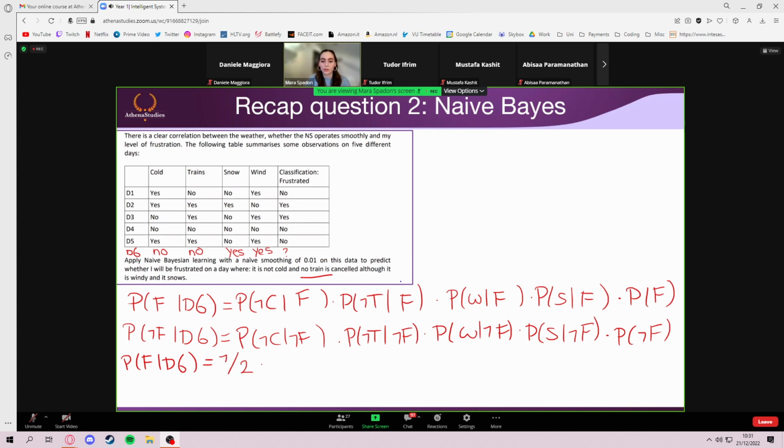So what is the probability of no train given F? 1. Does everybody think 1? Yes, it should actually be 0.01. Because we're looking for no train, so we're looking for the amount of times that train says no, which is 0 times here. So instead of 0, we apply smoothing of 0.01. So that is indeed the case. And then for the rest, so wind and snow.